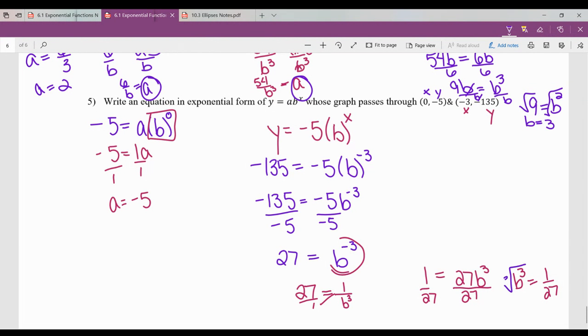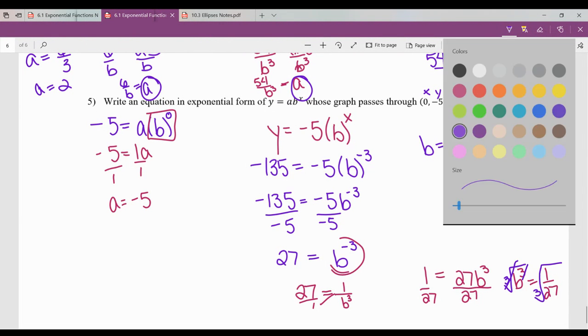So the way that I get rid of raised to the 3rd is with a root of 3, so the cube root. So I'm going to do cube root of this side and cube root of that side. Cube root and cubed are going to cancel. I'm going to write up here b equals the cube root of 1 is 1 over the cube root of 27 is 3. b equals 1/3.